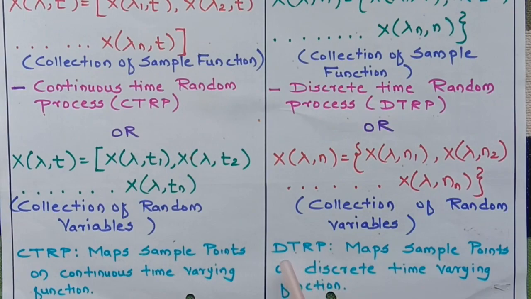So it is going to map a discrete time random process. It is going to map sample points on a discrete time varying function, and over here it is a continuous time varying function. So it is all about the mathematical representation of your random process.